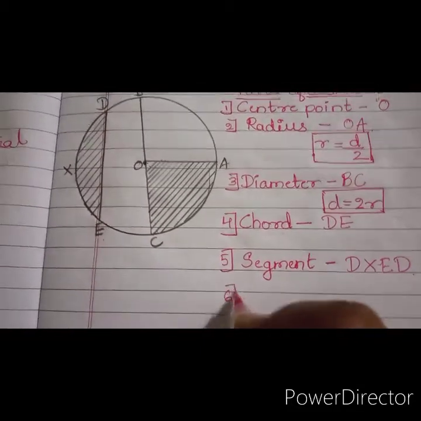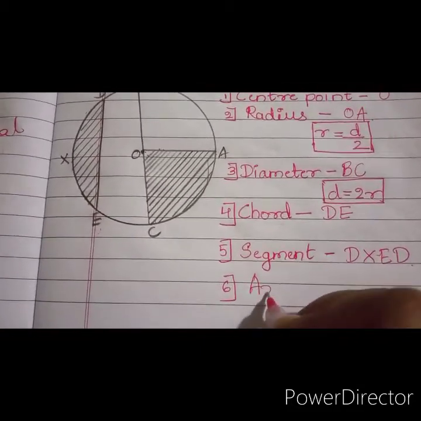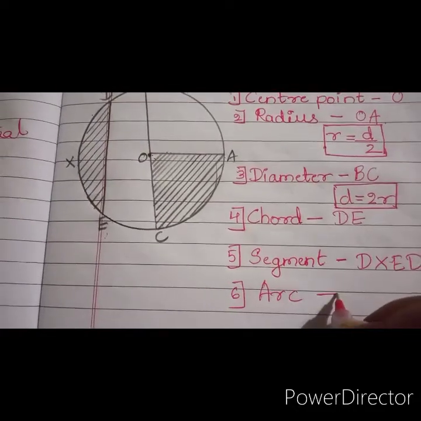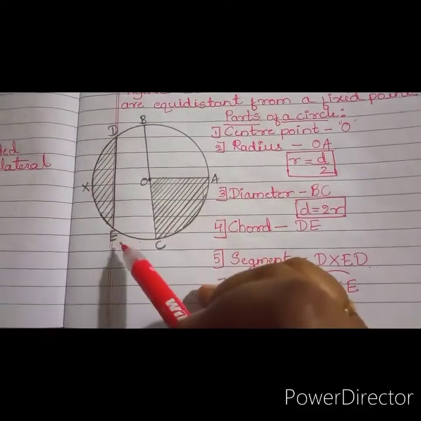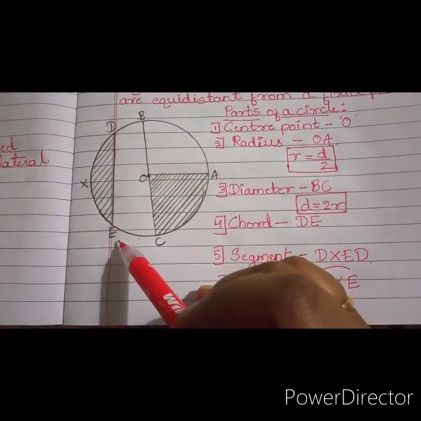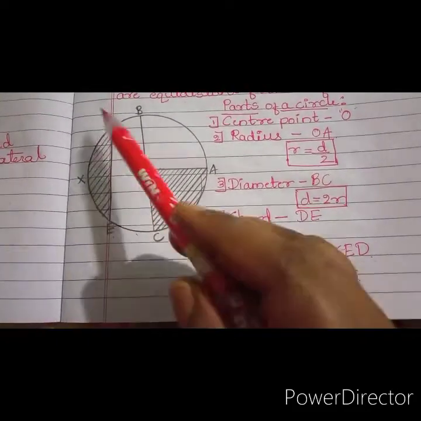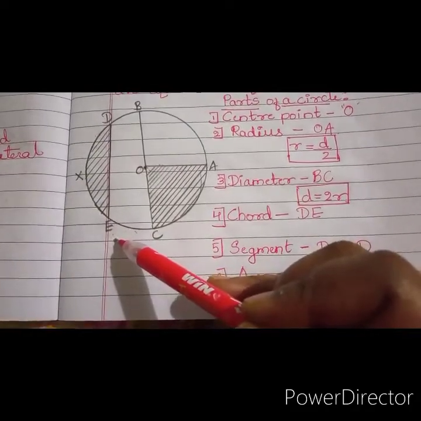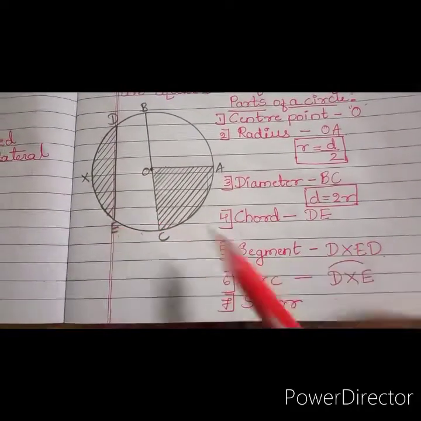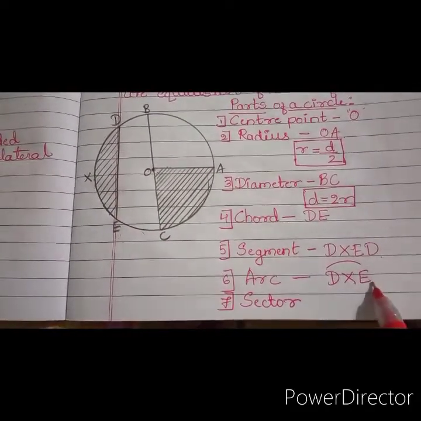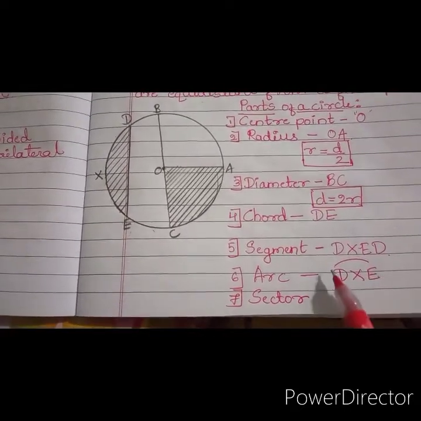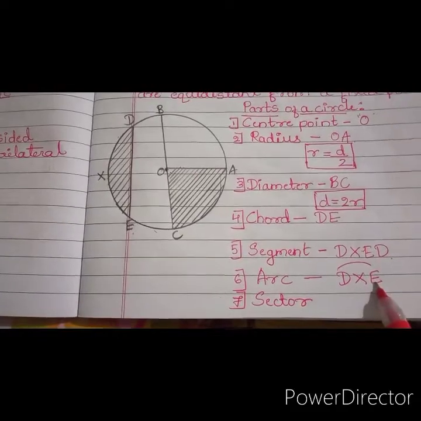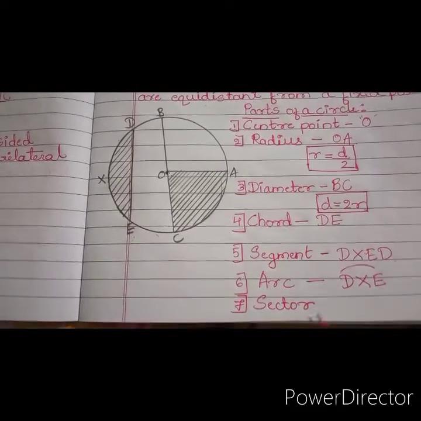Next, the sixth one is arc of a circle. So from the figure, DXE is called arc of a circle. Part of a circle between two points is always called an arc of a circle. So from the figure, DXE is called arc of a circle, and arc is denoted by the symbol like this. Okay. Next one is the seventh one, sector.